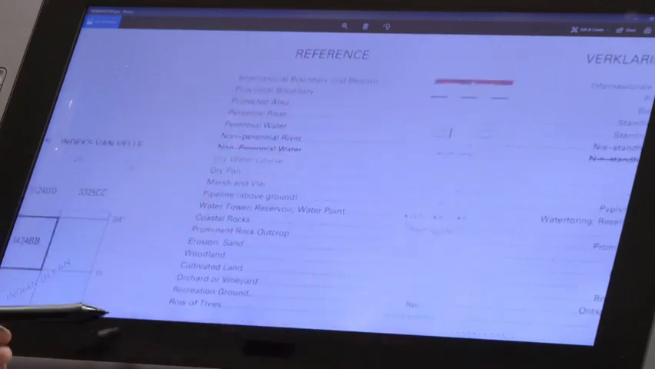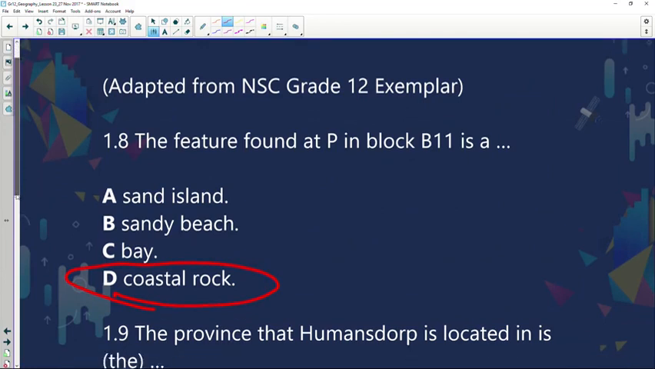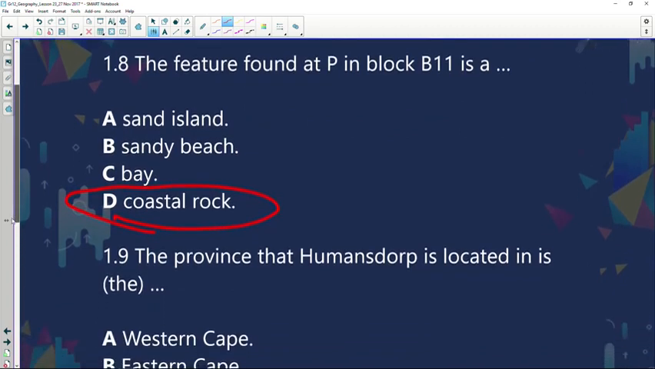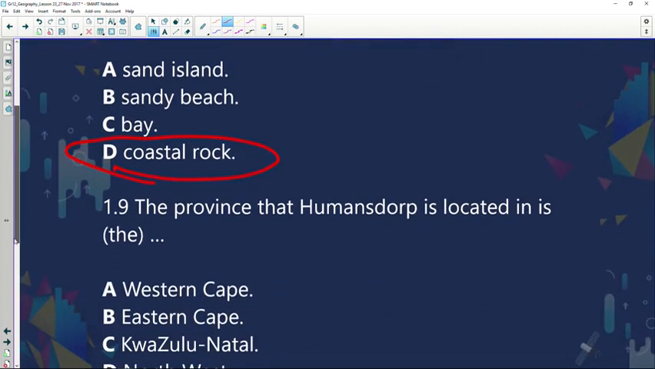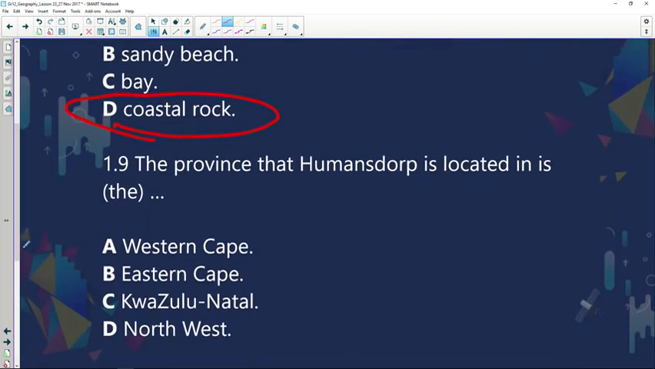And let's see with the multiple choice if they give us the option coastal rocks. As you can see, number D, coastal rocks. That's what P represents. Okay, it's quite easy, isn't it, grade 12s? Just need to pay attention to your map and use the map to your advantage.